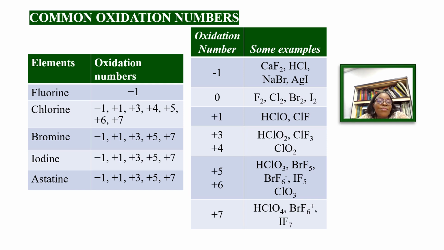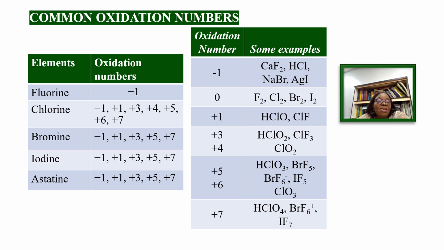You can see that fluorine can exist as -1 oxidation number, and some examples are shown. We also have chlorine, which can exist as -1, +1, +3, +4, +5, +6, and +7. That means chlorine can combine a lot. Remember we said that if it is positive, it means that it loses electrons. So chlorine can lose electrons. And if it is negative, it means that it can gain electrons.